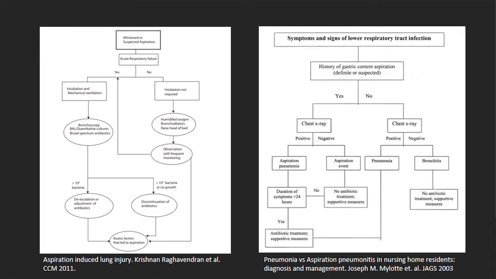And then on the other side of the screen, that's taken from another paper from the Critical Care Medicine Journal, where they also, this is for ICU patients, are trying to see, well, if there's a witnessed or suspected aspiration event with acute respiratory failure, so severe aspiration event, yes. Does the patient require intubation and mechanical ventilation? Yes. Then they recommend doing a bronchoscopy and getting good cultures, because 48 hours later, if the cultures are negative and the patient's improving, it's reasonable to stop antibiotics and not treat for a full 7-day course.